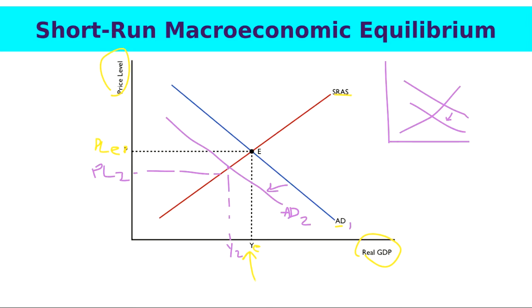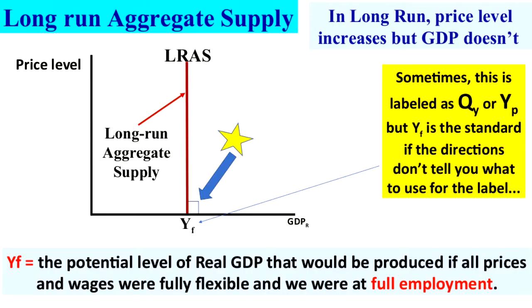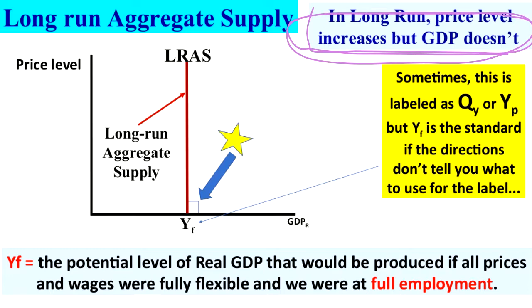What we have to talk about now is what happens in the long run. In the long run, price level increases, but GDP really doesn't. Okay, so this is something to keep in mind. In the long run, our economy has a set group of resources. We have the same number of states, the same acres of land to do things on. We have basically the same population. We have the same set of stuff from which to make things.